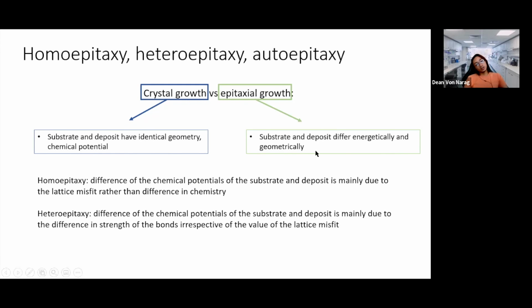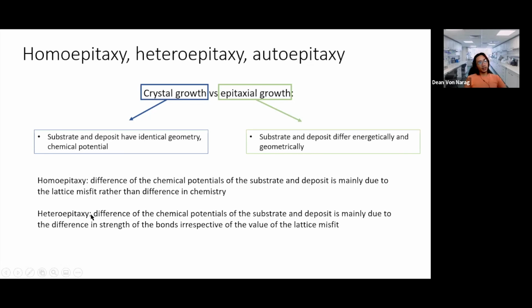Okay. On the other hand, epitaxial growth. For epitaxial growth, the substrate and deposit differ energetically and geometrically from each other. So for homoepitaxy, the difference of the chemical potentials of the substrate and deposit is mainly due to the lattice misfit rather than difference in chemistry. So yeah, we will look at this on the next slide.